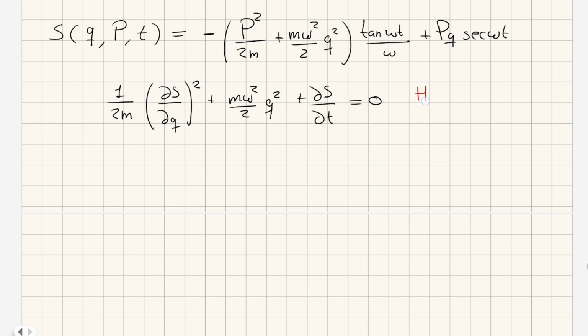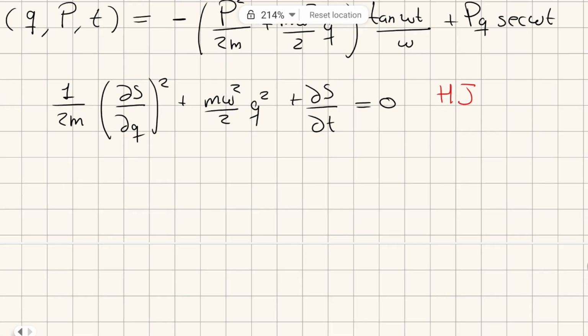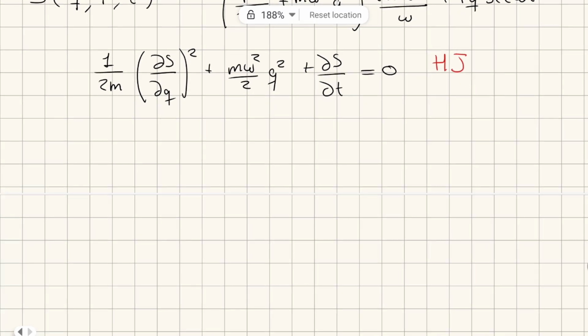This is the Hamilton-Jacobi equation that is including a Hamiltonian that corresponds to a one-dimensional harmonic oscillator. I say that it is one-dimensional because we only have one q. In this case, I is only equal to 1, so we have only one generalized coordinate q. So that is what I mean with one-dimensional.